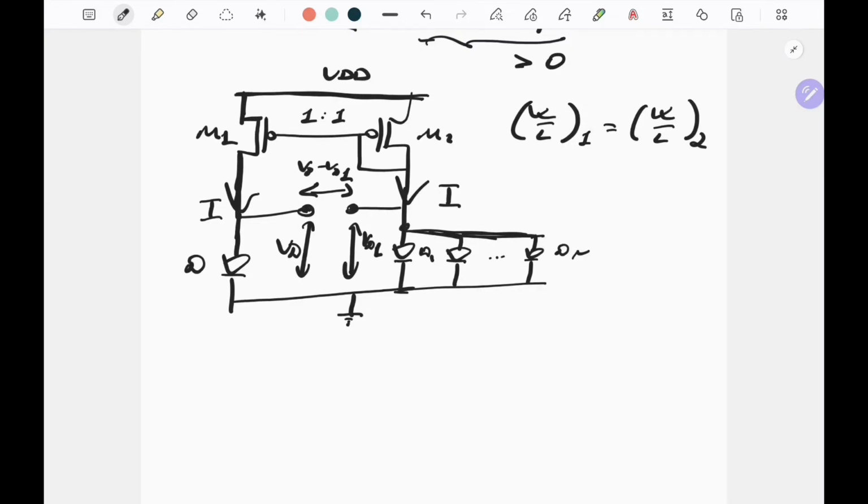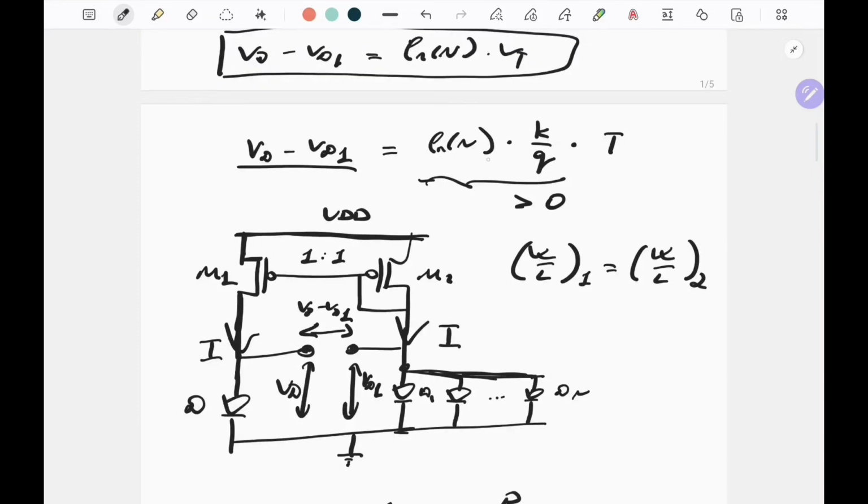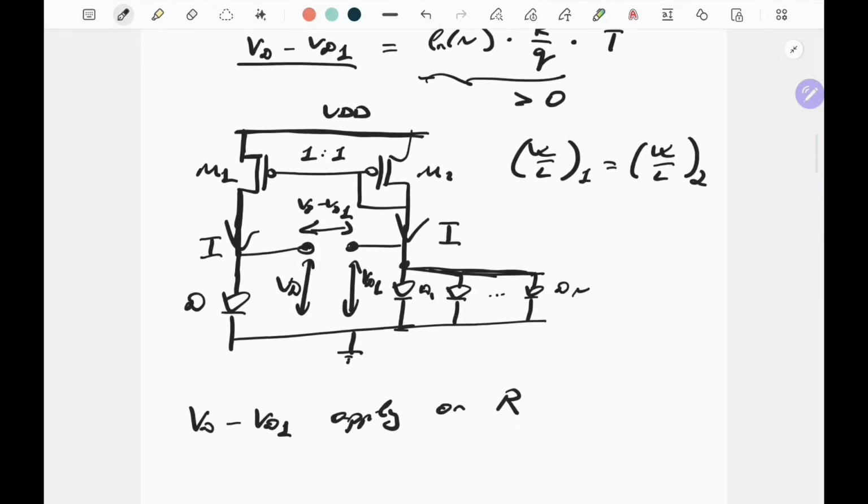The simple idea would be to apply the VD minus VD1 voltage on resistor R with resistance R. And if we assume that this resistor has a zero temperature coefficient, then the current in this resistor would be VD minus VD1 over R. Since VD minus VD1 is PTAT, then the current would also be PTAT.